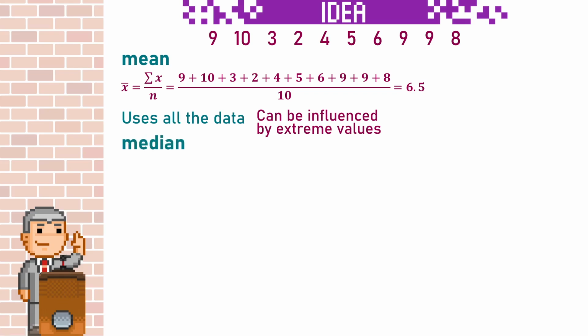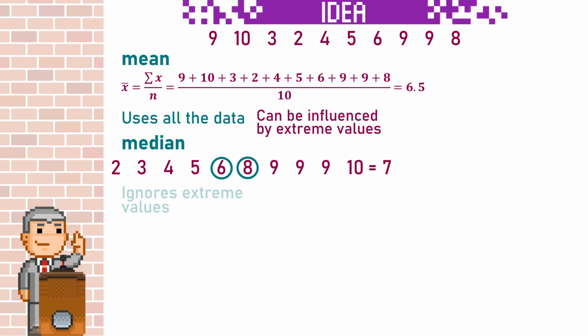The median is the middle number. Make sure that you've put the data from smallest to biggest and then find the middle of the numbers. Here we have 2, so add them together and halve it. 6 plus 8 is 14, and half of 14 is 7. The median is great at ignoring extreme values, but it can be slow to calculate.